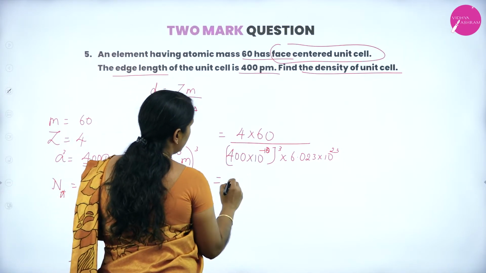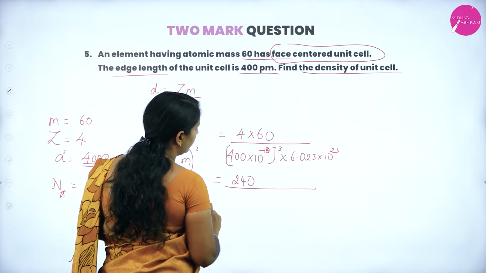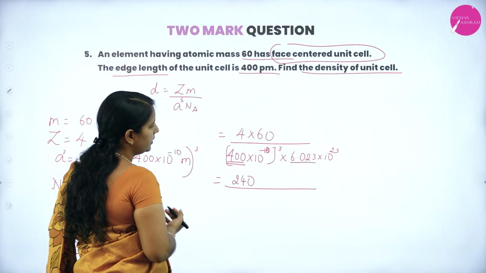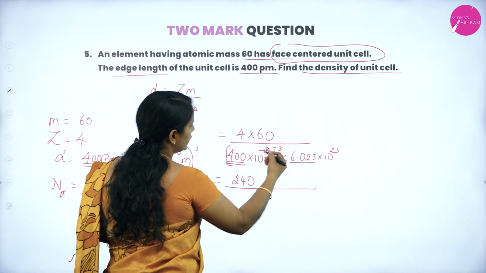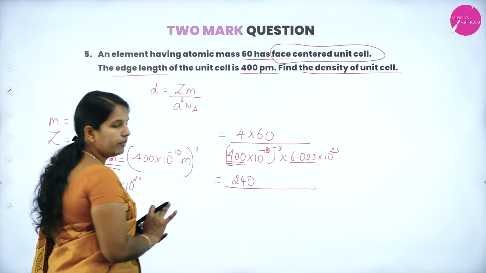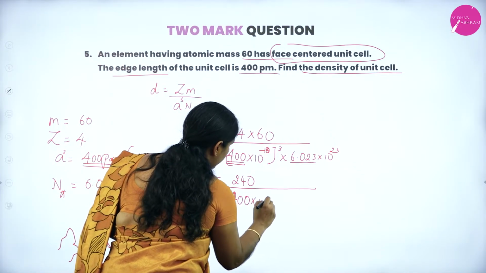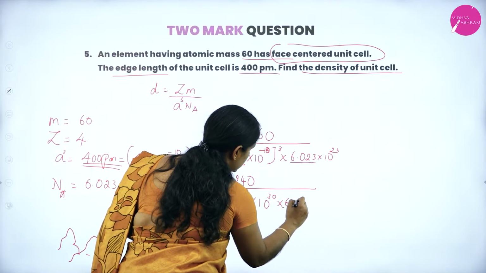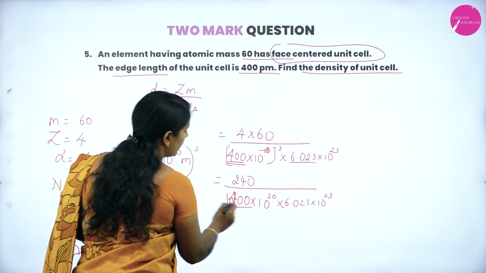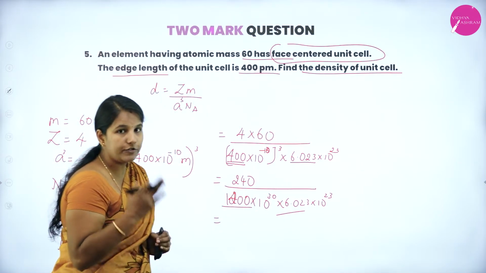You will get 240 divided by 400 whole cube. You have to do the cube of 400, then multiply with the 6.023. Then the 10 to the power of 30 and 10 to the power of 23 will be subtracted, and finally we will write the answer. Finally, I will write the answer by multiplying the A cube value with the Na value, then subtracting 10 to the power of 23 from 10 to the power of 30.